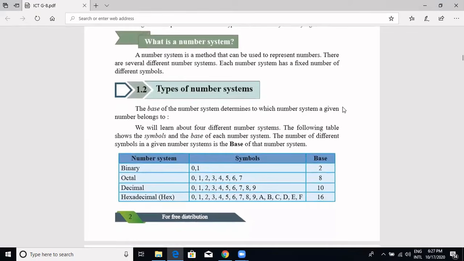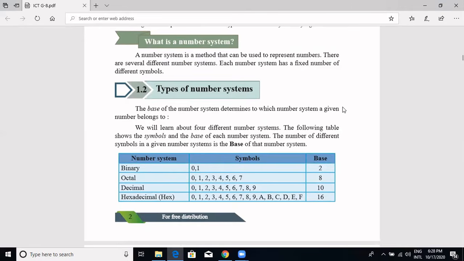If you see in this table, you can see there are binary, octal, decimal, and hexadecimal. If we take decimal, the base is 10. I will tell you what a base is. Now they have given you the explanation: the base of the number system determines to which number system a given number belongs.